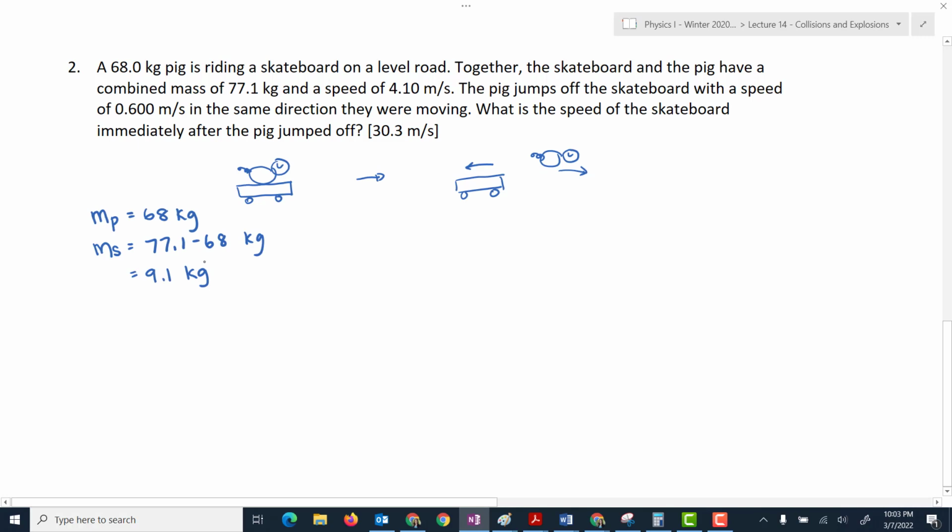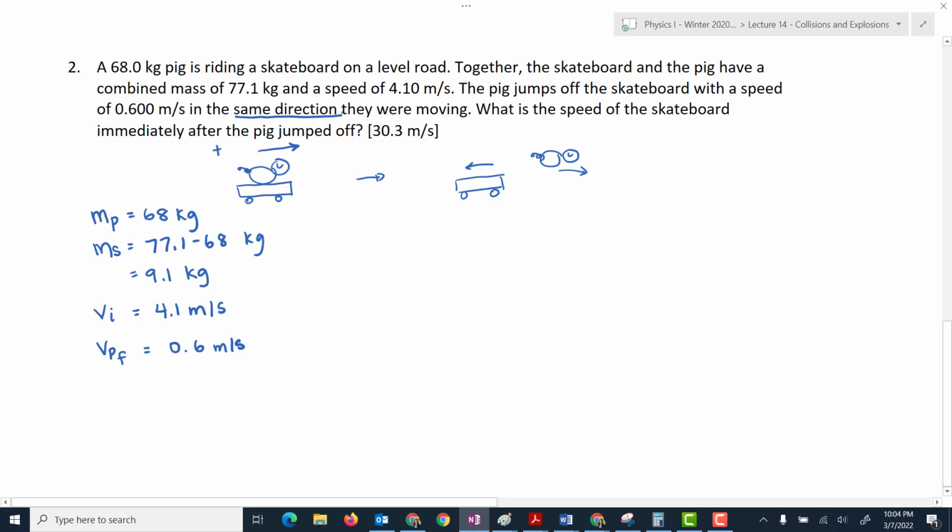Now initially, the velocity of the pig and the skateboard together is 4.1 meters per second. But then the pig jumps off the skateboard, so the velocity of the pig final is 0.6 meters per second in the same direction that they were moving. We're going to say the direction that they were initially moving, which is to the right, is the positive direction. And so the velocity of the pig after it jumps off, 0.6, is also positive because it's in the same direction that they were initially moving.